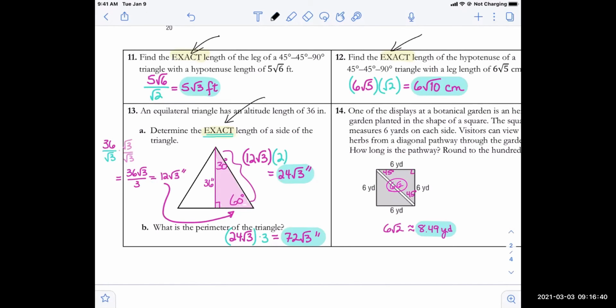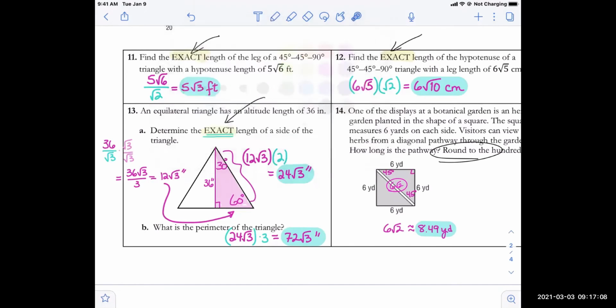But again, just make sure you understand that when I say exact, and I'm talking about special right triangles, you've got to make sure you're giving me radicals, not decimals. This one I said to round. Okay, so there's a lot of ways you can do this one. I just did the 45-45-90, 6√2, and then I just typed that on my calculator to get 8.49. What's another way you can get the hypotenuse length for number 14?